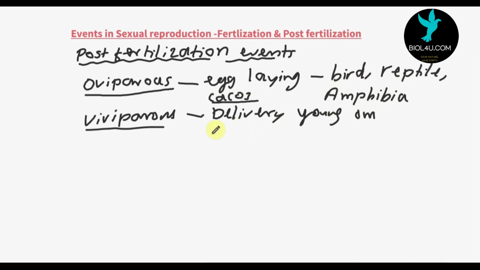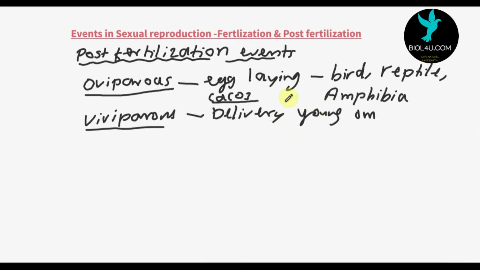In the case of the viviparous, the zygote develops into a young one, and after a particular time it will be delivered. After some period of time the delivery of the baby takes place. The survival of the young one is greater in the viviparous compared to the oviparous, because in oviparous the egg is laid outside the body. There are a lot of problems outside, the temperature variation and other condition variation, and also some predators. So the survival value in the oviparous is less compared to the viviparous, because in the viviparous, development takes place inside the body of the mother, so it is highly protective, and the survival value is more.